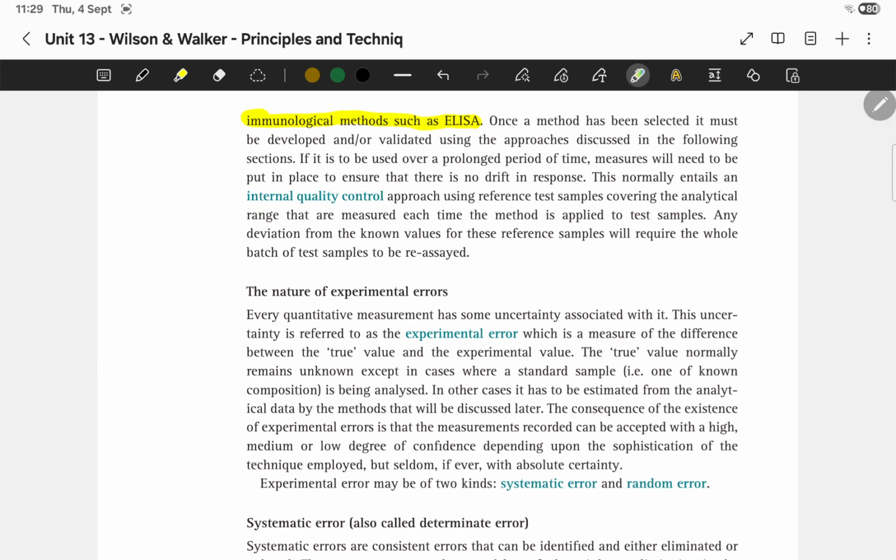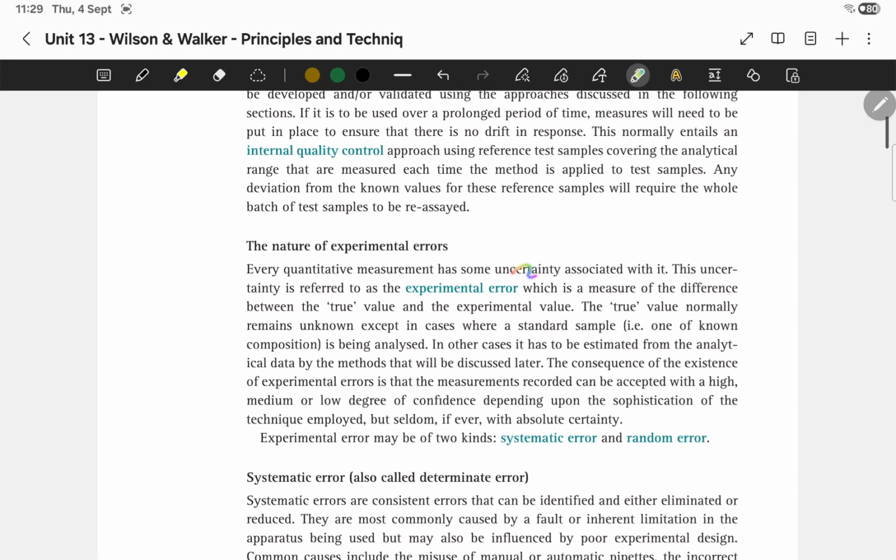The nature of experimental errors. Every quantitative measurement has some uncertainty associated with it. This uncertainty is referred to as experimental error, which is a measure of the difference between the true value and the experimental value.